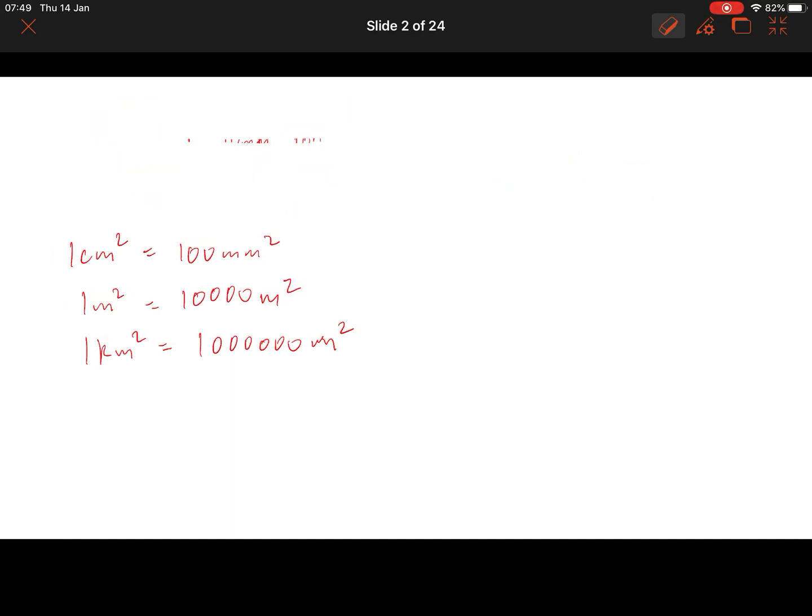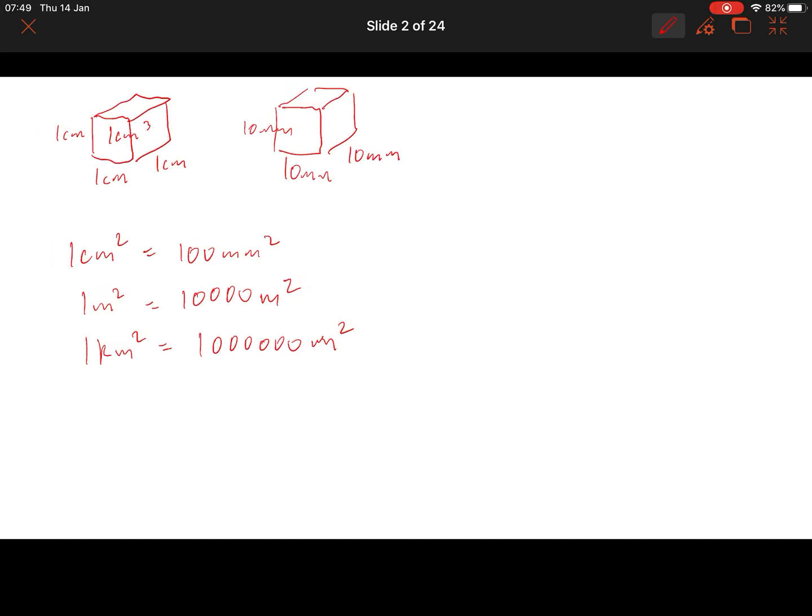You can achieve the same thing for volume. So draw a cube, okay, which is 1 centimetre by 1 centimetre by 1 centimetre, giving me a volume of 1 centimetre cubed. Draw another cube of 10 millimetres by 10 millimetres by 10 millimetres. Then the volume is 1,000 millimetres cubed. Since they're the same cube, that implies that 1 centimetre cubed is equal to 1,000 millimetres cubed.